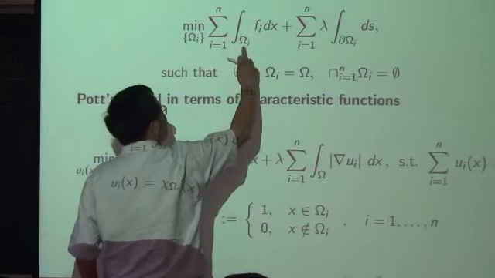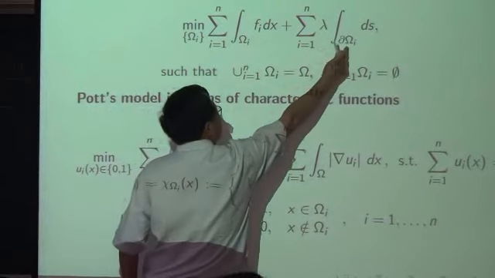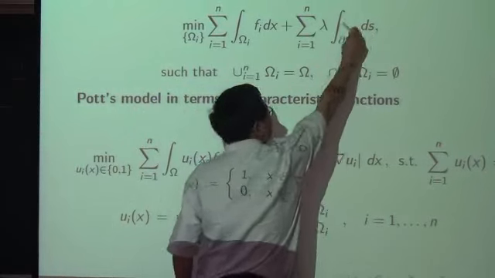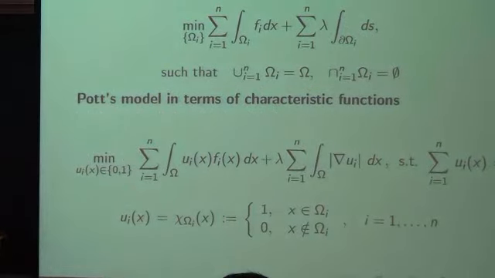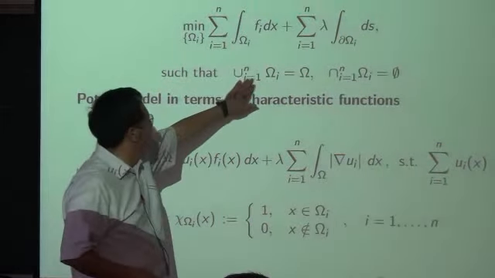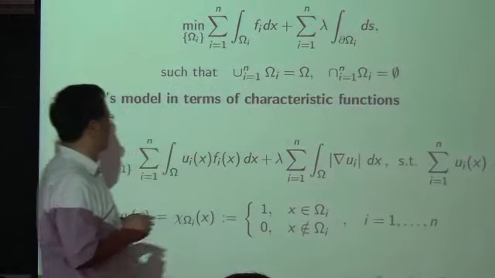You integrate all fi over omega i. This should be minimized, plus you minimize the length. Definitely here you can put the edge detectors, but let's not put it. Let's just follow the original Potts model. And so here is no vacuum, here is no overlap, and so together.